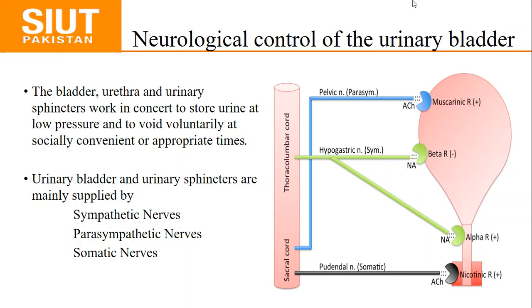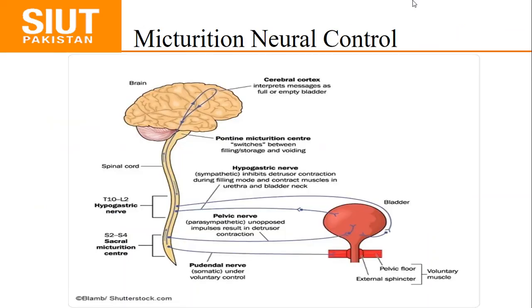The pudendal nerve is the somatic supply, which innervates the external sphincter and is responsible for the voluntary control of the bladder. The whole system is controlled by the pontine micturition center, which switches between the filling and storage phase and the voiding phase.